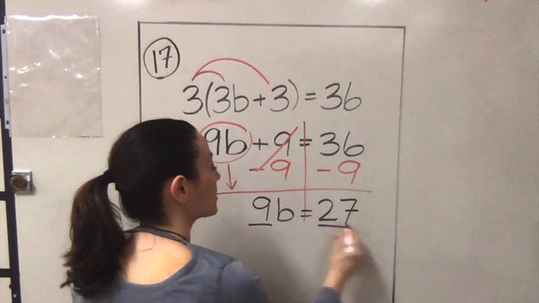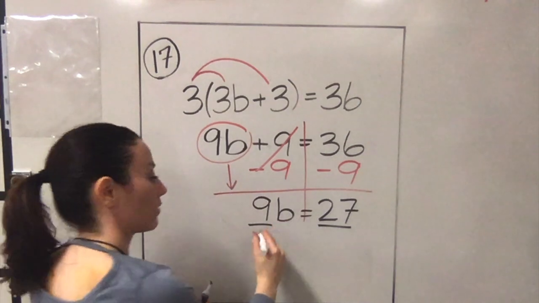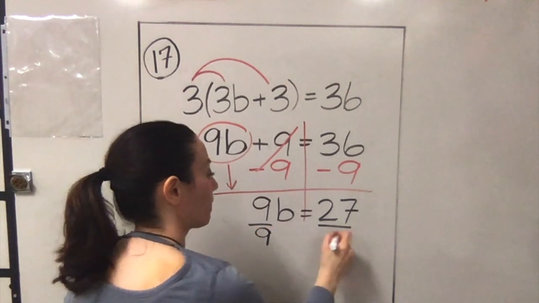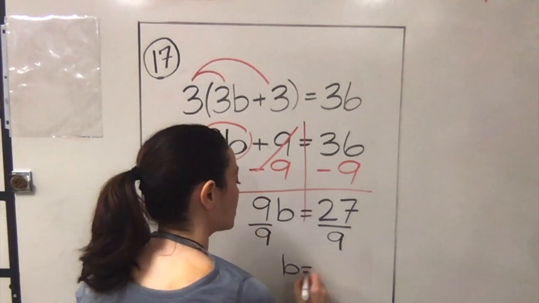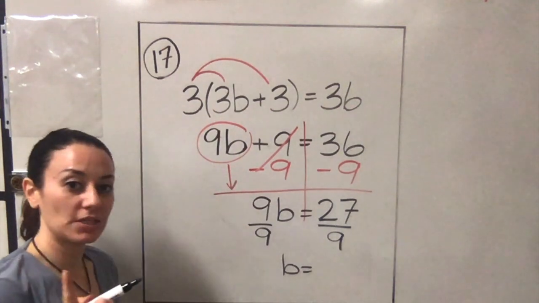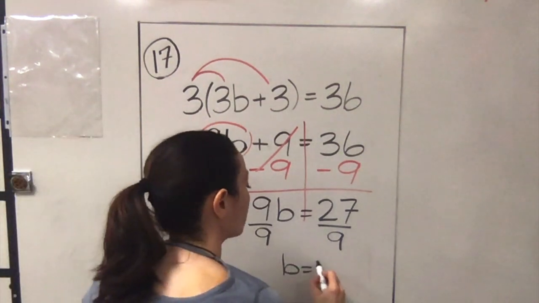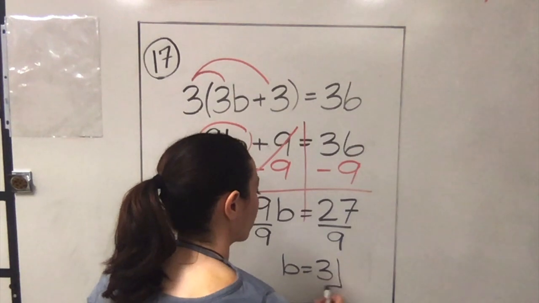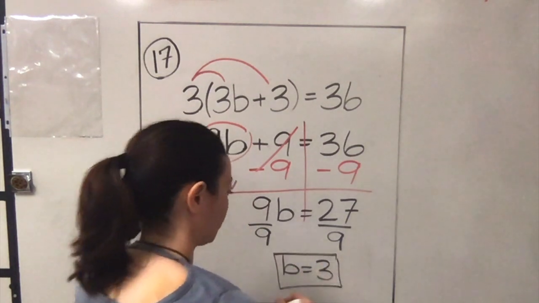Then we're going to divide both sides by the number or the coefficient in front of b, which is 9. So just tell me what 27 divided by 9 is. What's 27 divided by 9? It's 3. Very good.